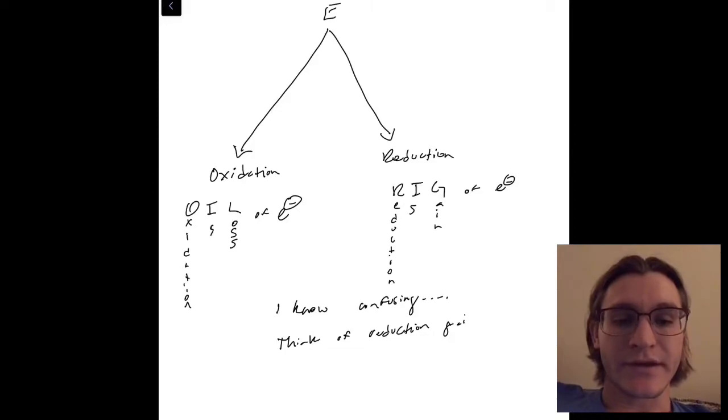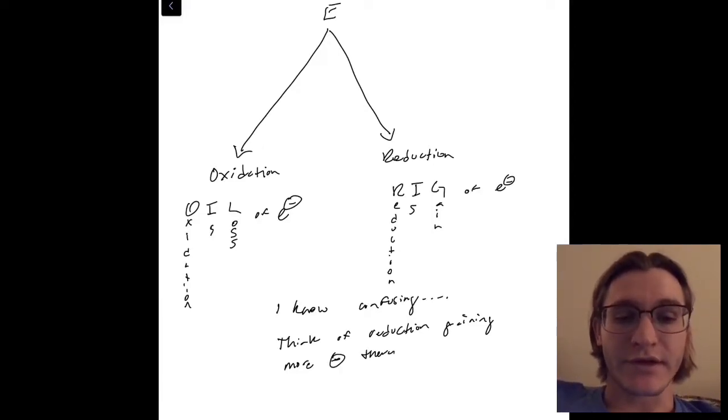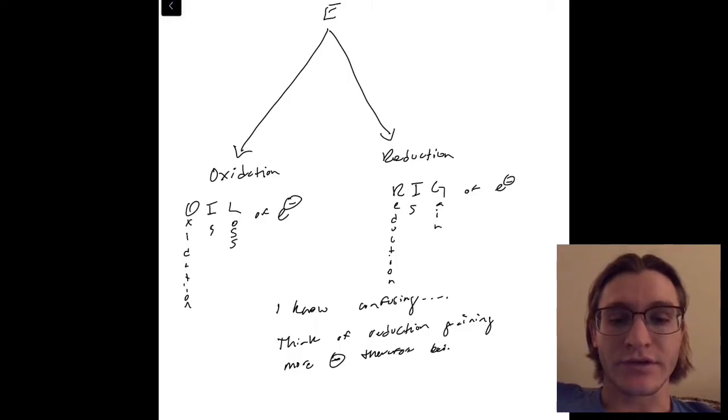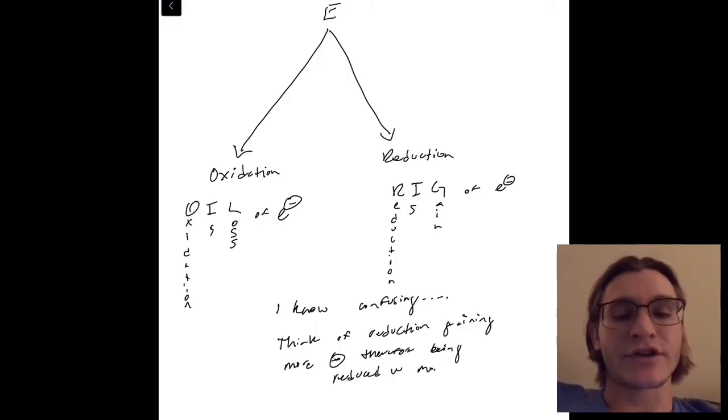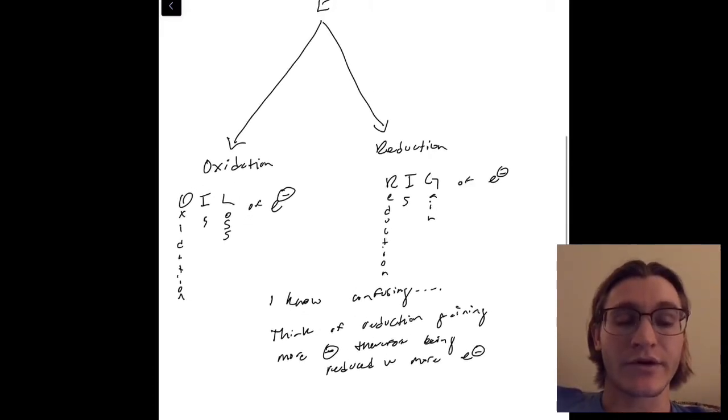I'm writing this down in notes so that you guys can take notes. As always, I feel like for every video, you should write your own notes and make something for yourself, like a study guide or just notes on the side. Again, think of reduction as gaining more negative charge, so more electrons, and it's being reduced. Now we're going to go into the agents.